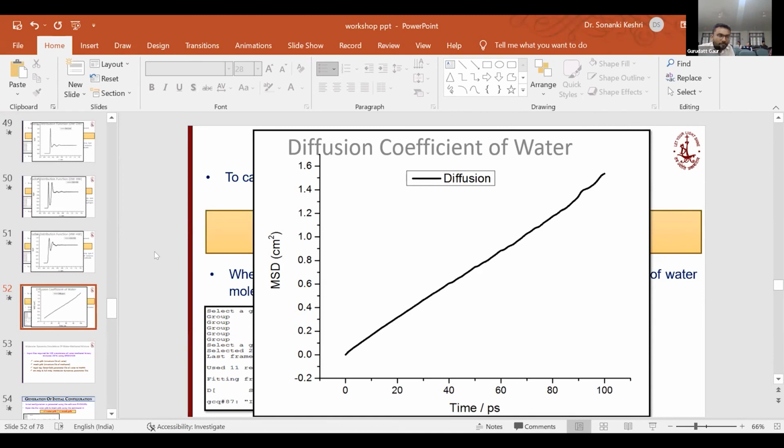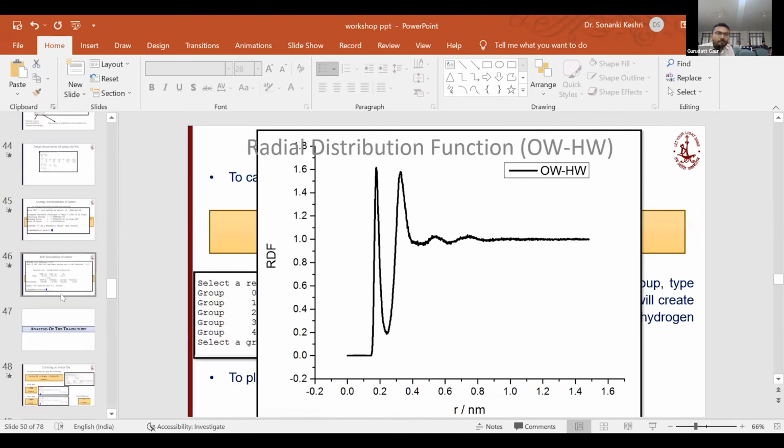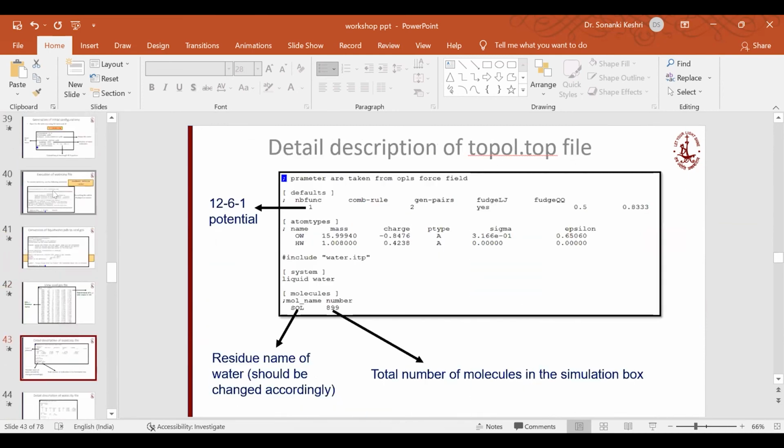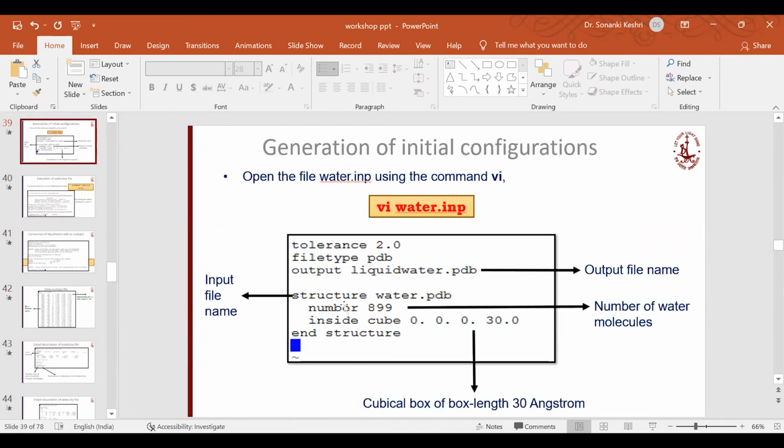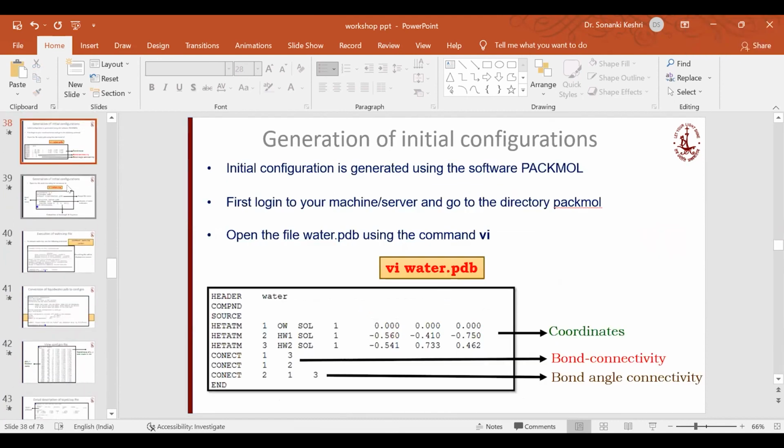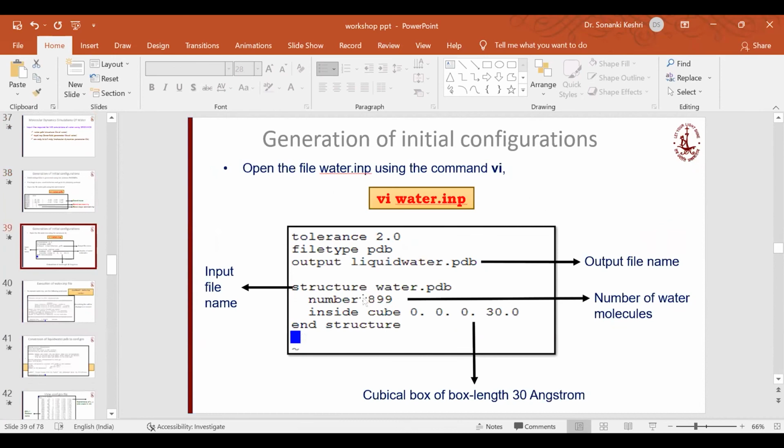Then in your INP file, what I have just shown, instead of ending your file here, you will repeat the same thing: structure water.pdb, number, inside, and end structure. You will repeat the same 4 lines again. Now, instead of water.pdb, you will write methanol.pdb or ethanol.pdb or propanol.pdb. So you will write one more block and change your number of molecules accordingly. That will create your mixture PDB file.